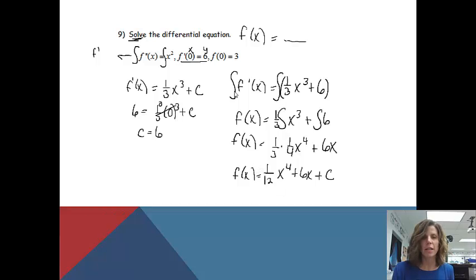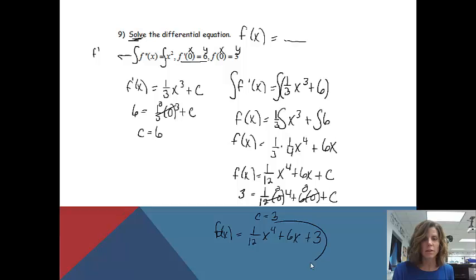All right, and then let's use that information again. It tells me that f of 0 equals 3. When x equals 0, the function is equal to 3. So we're going to have 3 equals 1/12 times 0 to the fourth plus 6 times 0 plus c. And since everything will cross out, we do end up getting c equals 3. So when it asked me to solve the differential equation, my final answer would be f of x is equal to 1/12 x to the fourth plus 6x plus 3. So hopefully now you can find a particular solution of a differential equation.